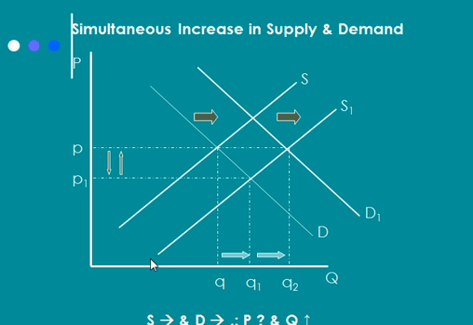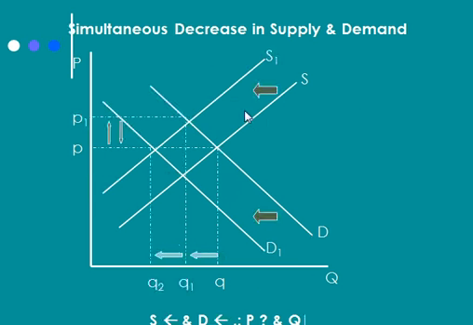So we really don't know what the price is going to be, but we know for sure the quantity is going to go up. Supply increased as well as the demand curve, both increased. So we know for sure there's a change in quantity. We don't know if the price is going to go way up, or way down, or if it's going to happen to stay the same. Same thing if both decrease.